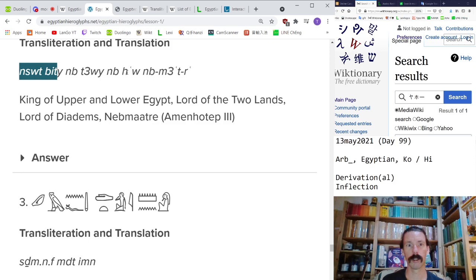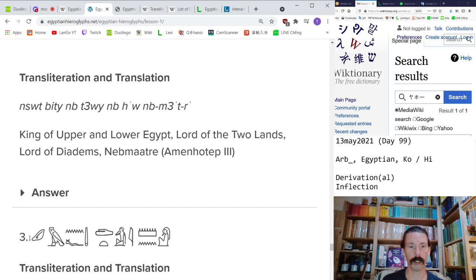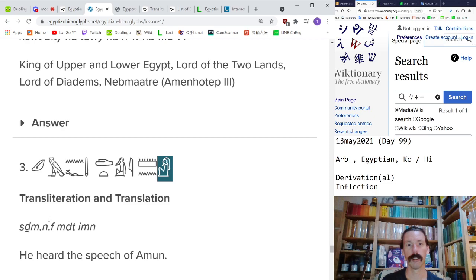All right, and the next one that is to be transliterated has that fox-eared owl, also NF, and then this rod shape. D is the hand, T is the bread. I think that's an eating determinative, an eating figure. Then a reed. This is Imen. Yes, the reed and then the mn and then the n. That's the god Amun. Sedjem-enef medet Imen. He heard the speech of Amun.